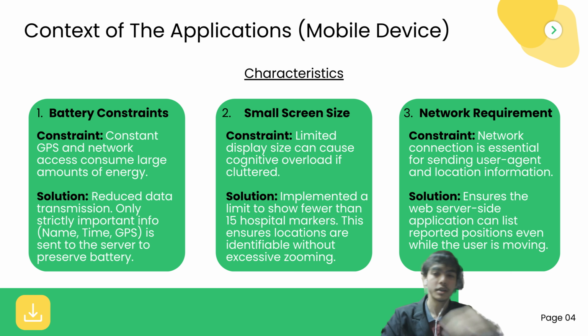So the solution is to reduce data transmission. Only strictly important info like name, time, or GPS is sent to the server to preserve battery. So we avoid sending heavy images or videos to the server to limit the usage of the phone battery.